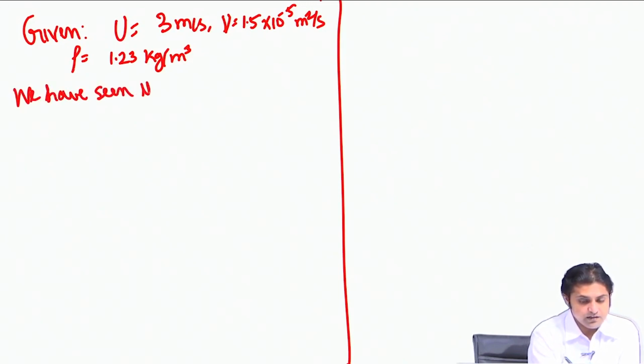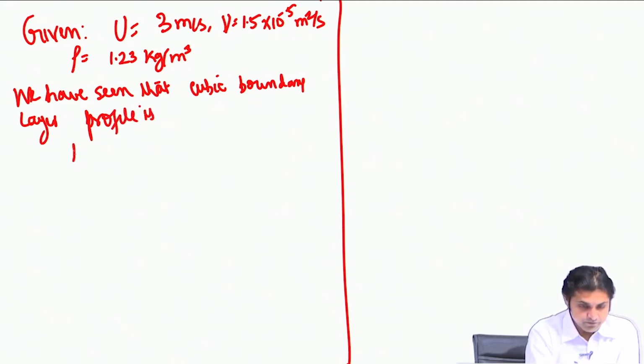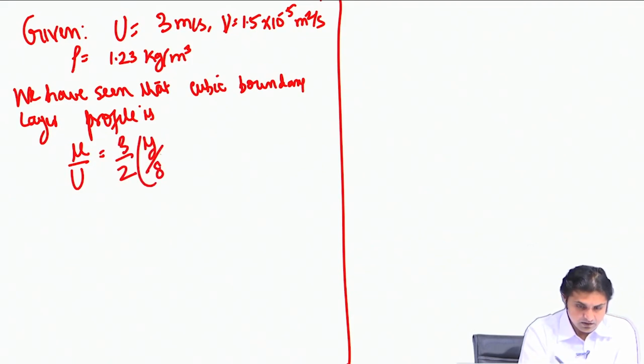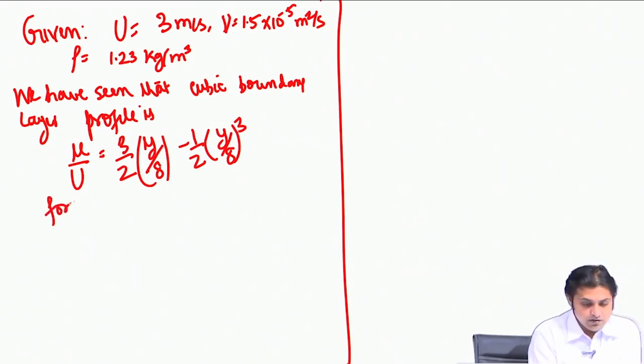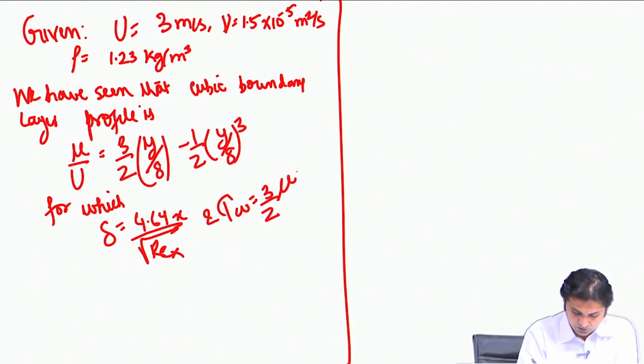So, we have seen that the cubic boundary layer profile is small u by capital U is equal to 3 by 2 y by delta minus half y by delta cube, from our laminar analysis, for which boundary layer thickness is 4.64 x divided by under root Re of x, and tau w is 3 by 2 mu capital U by delta.